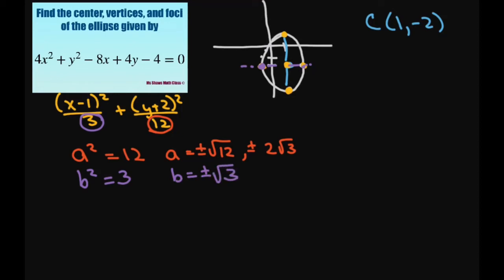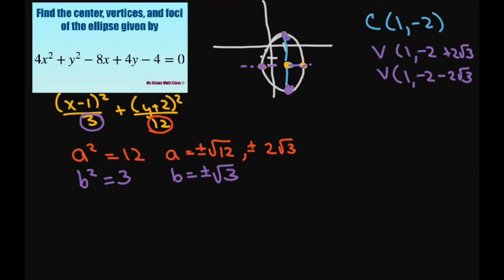So for your vertices, let's do the major one first. The major one is your y. So we're taking our 1 comma negative 2, 1 comma negative 2. And we're adding 2 square root of 3, and we're subtracting 2 square root of 3. That gives us these 2 points here. Alright, so there's those two.